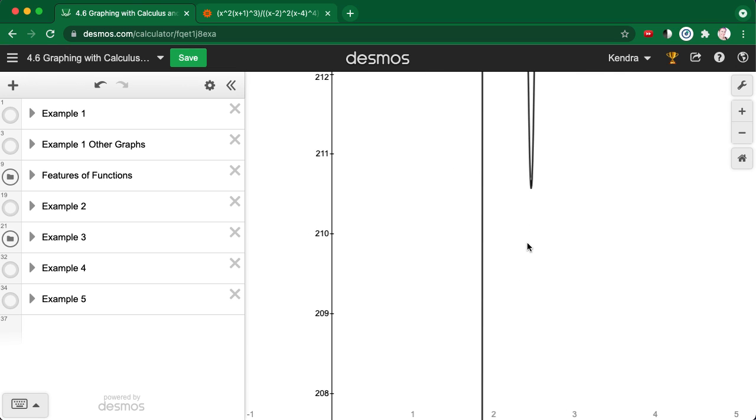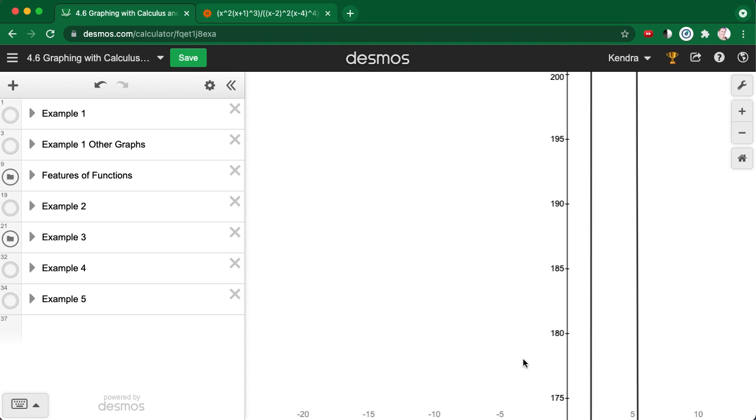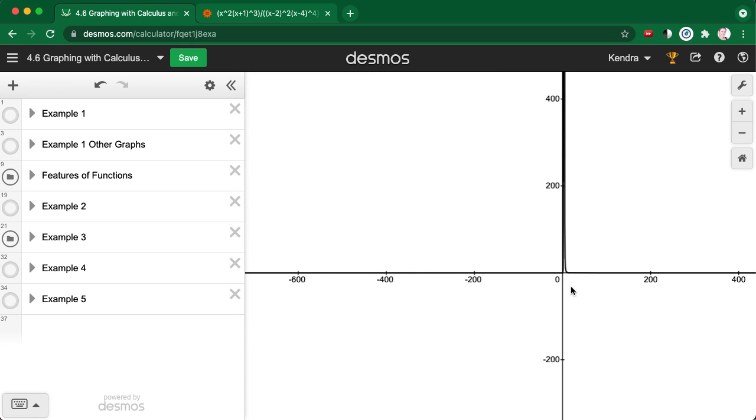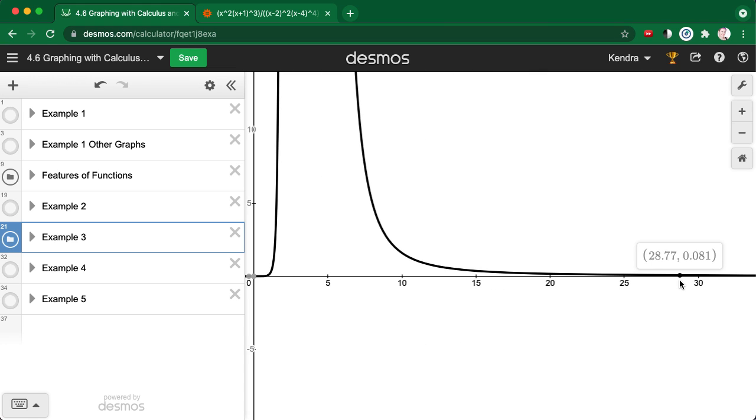So that is interesting. It looks like I have a local minimum here at x equals about 2.5. So let's take that, and it looks like the limits at infinity appear to be maybe 0. If I trace around here, it looks like the y coordinates are getting closer and closer to 0 as x gets larger.